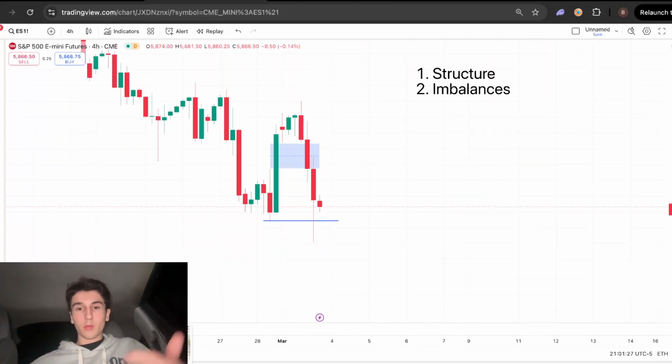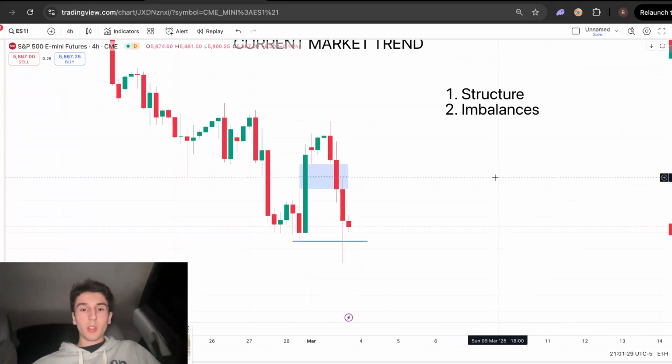But yeah, so pretty much 2 steps there. We find structure on the 4 hour, it's bearish, and then confirm it by order flow or using imbalances. I like to use fair value gaps. It just makes it super clear because it's literally boxes. It's like kindergarten for trading analysis.